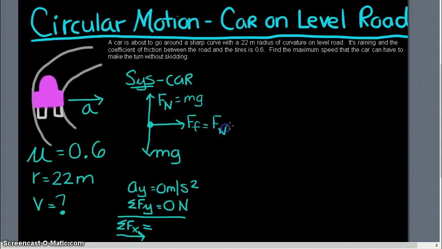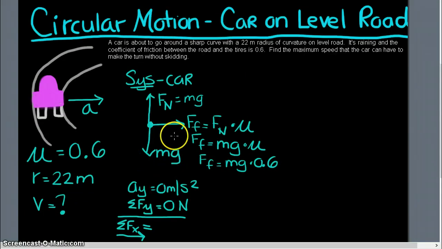Friction force is normal times mu, the coefficient of friction. And we were actually given the coefficient of friction in the problem. So for F normal, I know that's equal to mg, and I know that this here is going to be mu. And again, this was given in the problem. So the force of friction is equal to mg times 0.6.